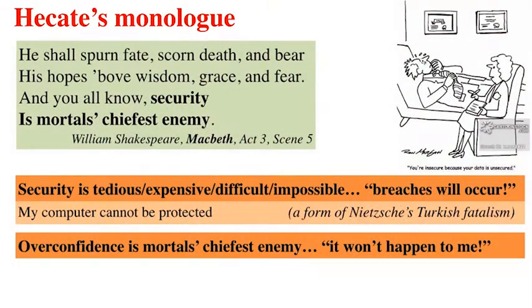Or you could take another point of view, which is connecting with the cat's monologue: overconfidence is mortal's chiefest enemy.